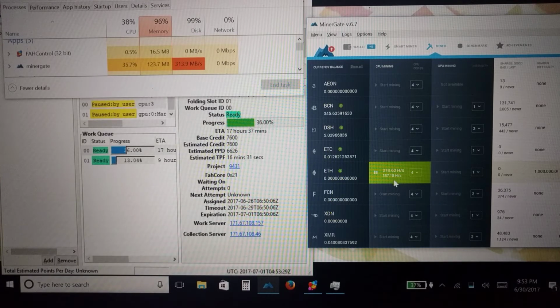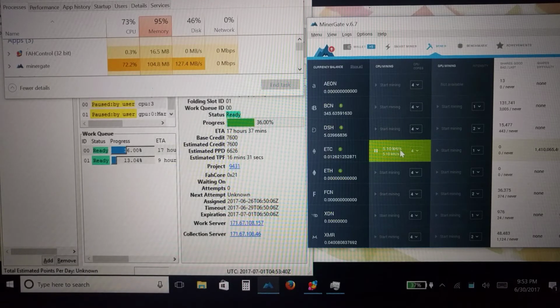Now, I want you to pay attention. This Ethereum is mining on hash per second. This Classic right here is mining on 1,000 hash a second. That's 225,000 hash a second.